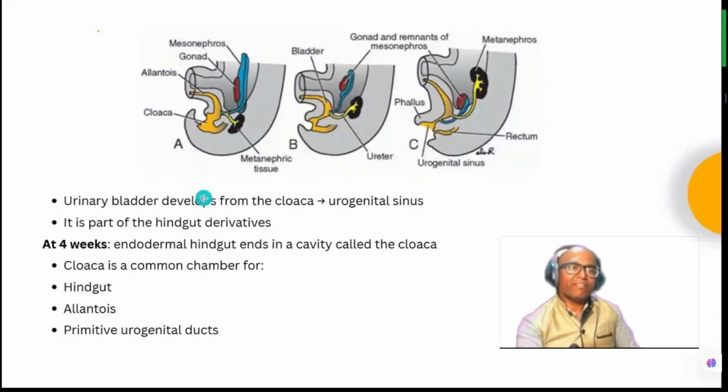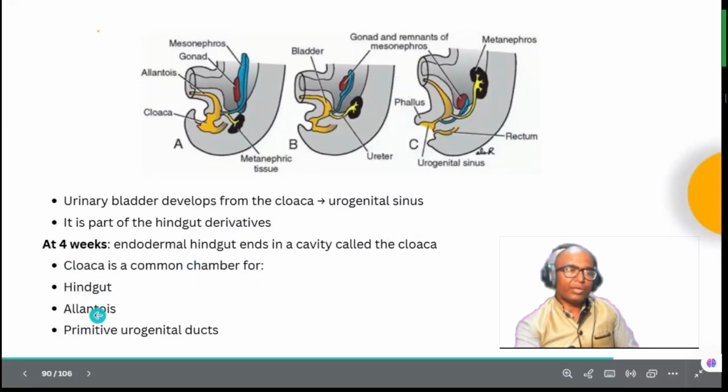So the urinary bladder develops from the cloaca. Okay, this cloaca will form the urogenital sinus. It is a part of the hindgut derivatives. Okay, so at 4 weeks, the endodermal hindgut ends in a cavity called the cloaca. This cloaca is a chamber for the hindgut, allantois, and the primitive urogenital ducts. So these are the three things which are opening into the cloaca.